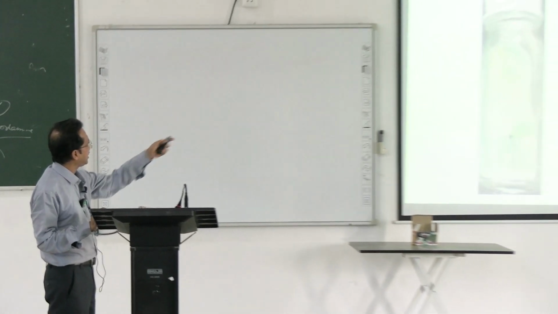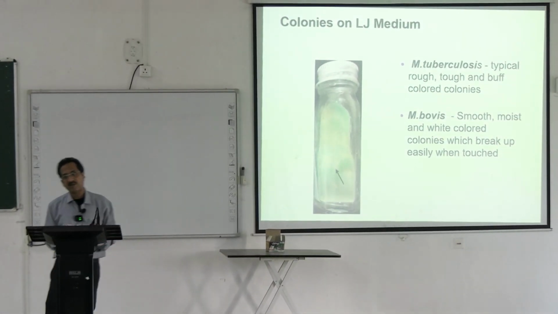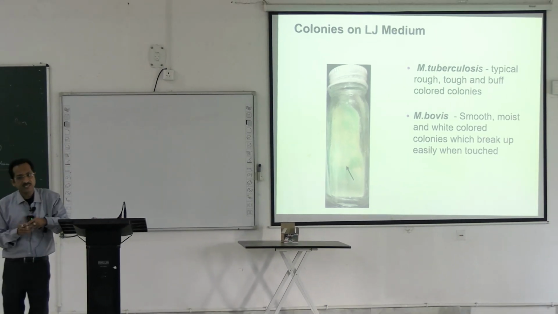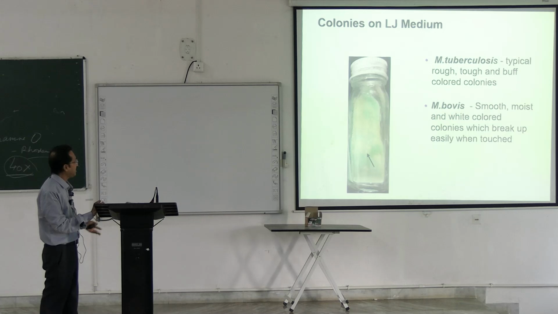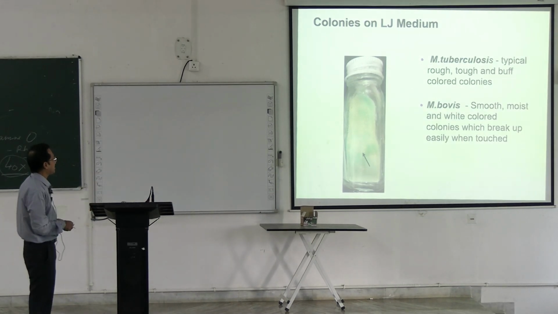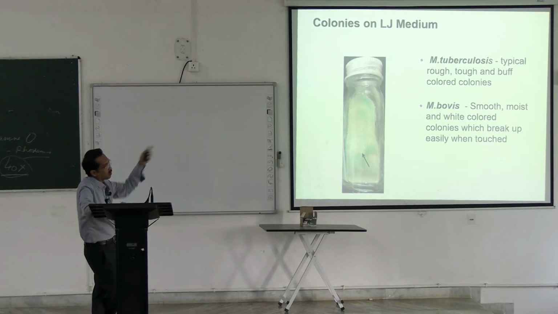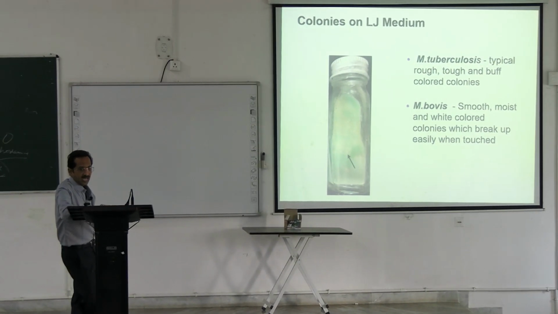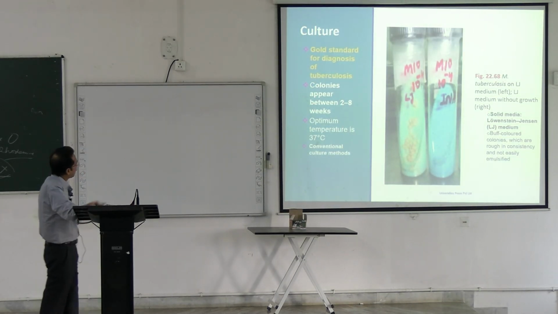So this is LJ media, and there is some difference between the growth of Mycobacterium tuberculosis and Mycobacterium bovis. Mycobacterium tuberculosis gives rough, tough, buff colonies, and bovis gives smooth, moist, white colonies, which break up easily when touched. Tuberculosis is a dysgonic growth and bovis is a eugonic growth. So this is the gold standard for diagnosis. Optimum temperature is 37 degrees centigrade.